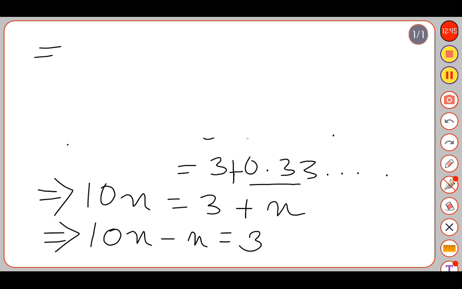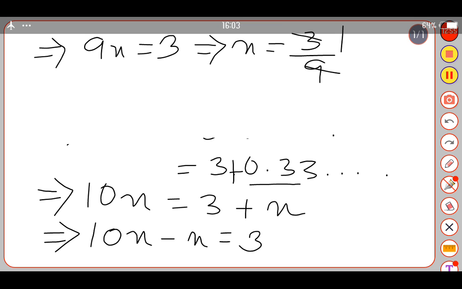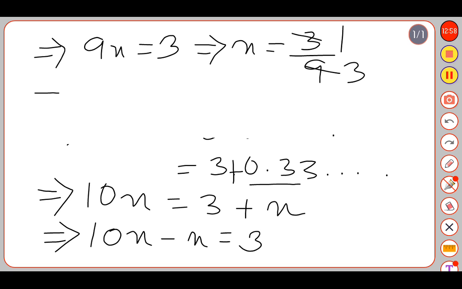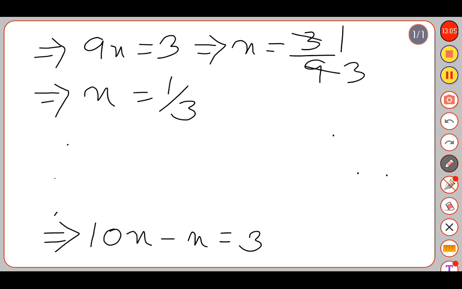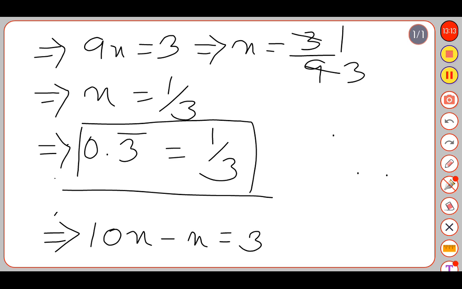So that implies 10x minus x, 9x. 9x equals 3. That implies x equals 3 by 9. 3 1s are 3, 3 3s are 9. So that implies x equals 1 by 3, or that implies 0.3 bar equals 1 by 3. So here we get the decimal expansion in the form of p by q. Here it is in the form of p by q, or in the form of a rational number. So similarly we can do another number also.